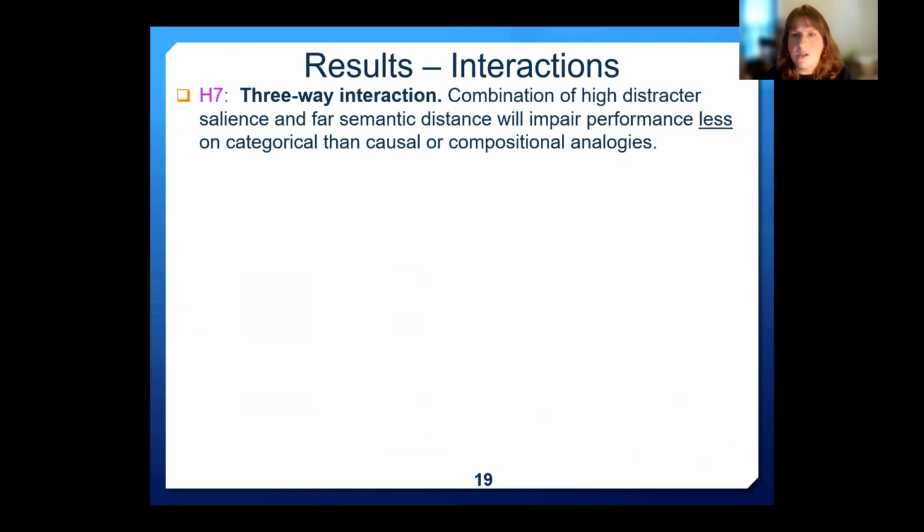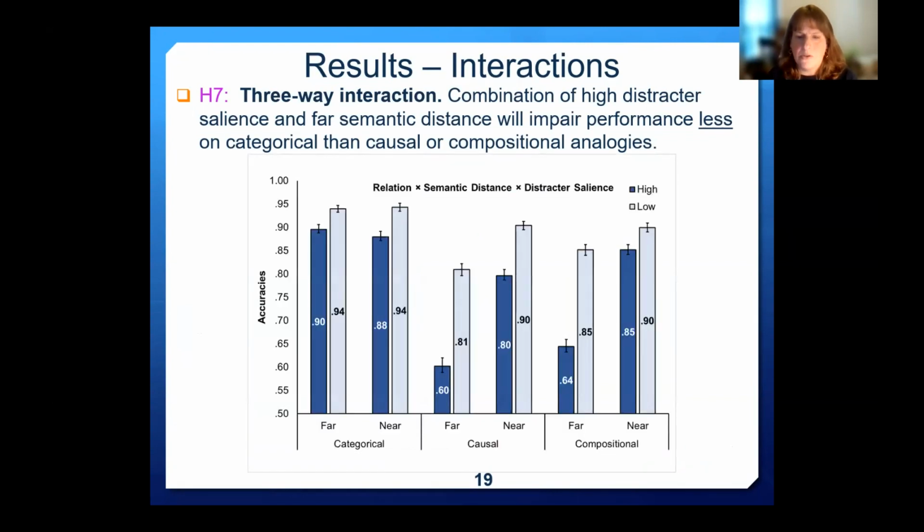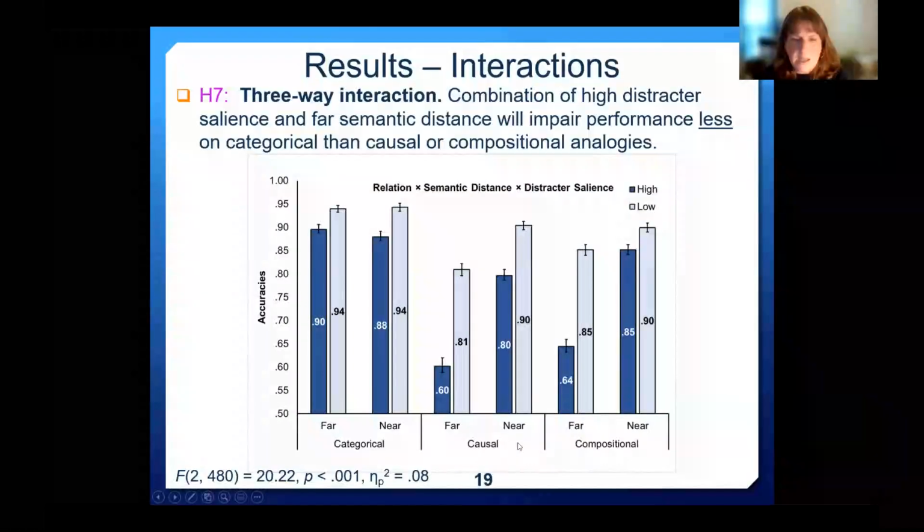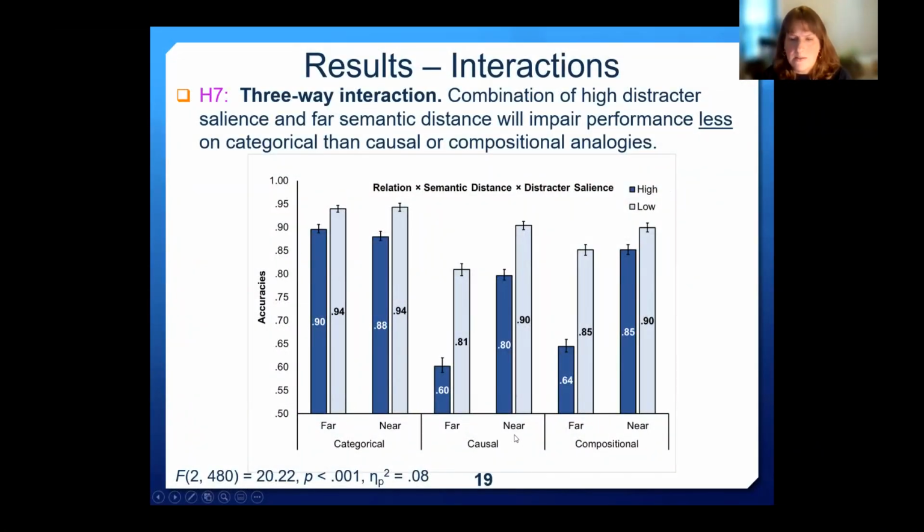Then the 3-way interaction. We predicted that the combination of high distractor salience and far semantic distance will impair performance less on the categorical than on the causal or compositional. And as you can see here, a reliable 3-way interaction. Within the compositional analogy, starting on the right, we see an interaction between distractor salience and semantic distance, such that the distractor salience had a much greater impact within the far than the near analogies. The same pattern occurred for the causal analogies.